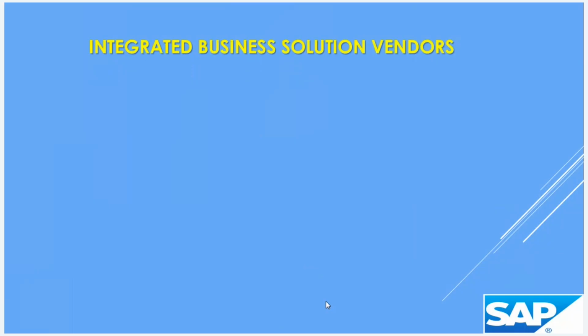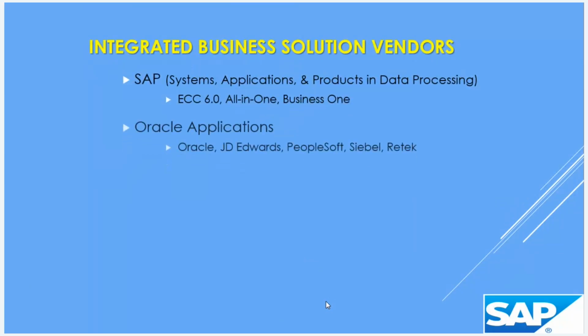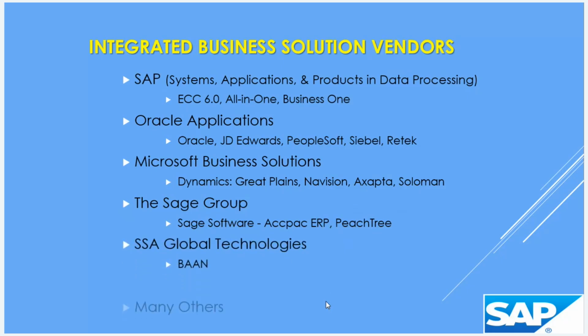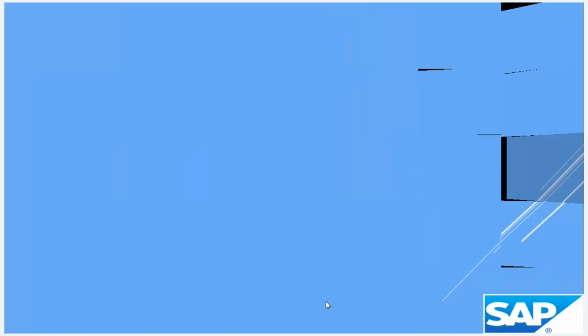Now, who are the integrated business solution vendors? There are many vendors available in the market. You can see here, Oracle has Oracle, JD Edwards, PeopleSoft, CPL Retail. Microsoft Business Solutions has Dynamics, Great Plains, Navision, Axapta, Solomon. Sage Software has Accpac, ERP, Peachtree. SSA Global Technologies has BaaN. Like this, there are many applications in the market.